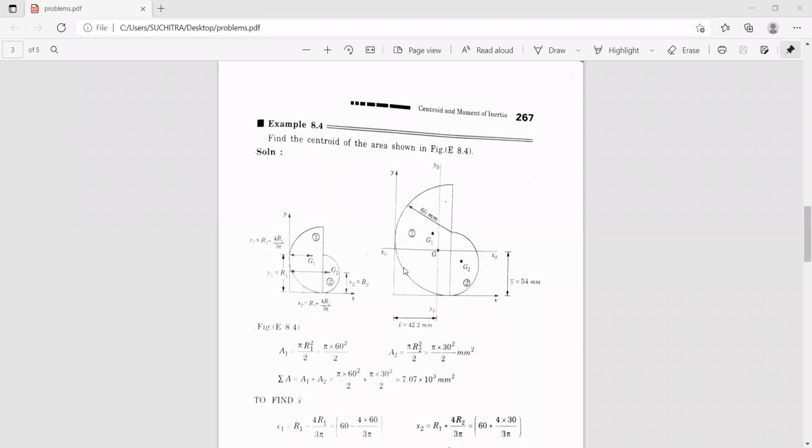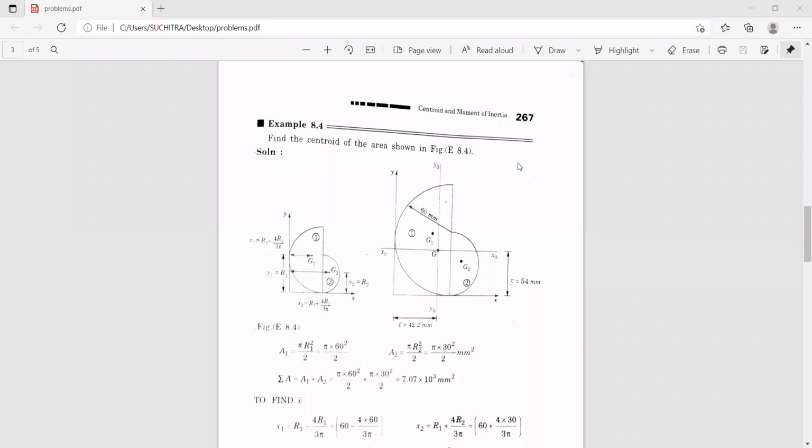Now we have to find the values of x1. This is the geometric center of figure 1, so this is your x1, correct? And from this point to this point is your x2. Similarly, this is your y1, the height, and from this point to this point it is y2.